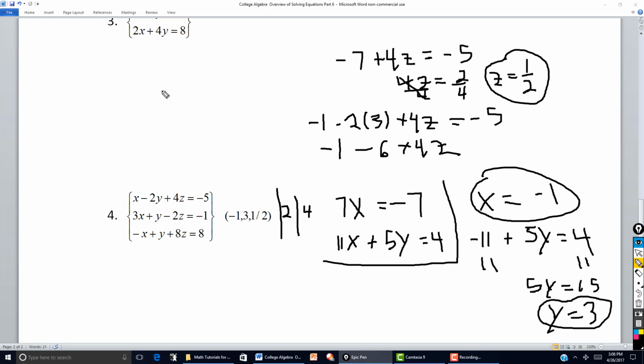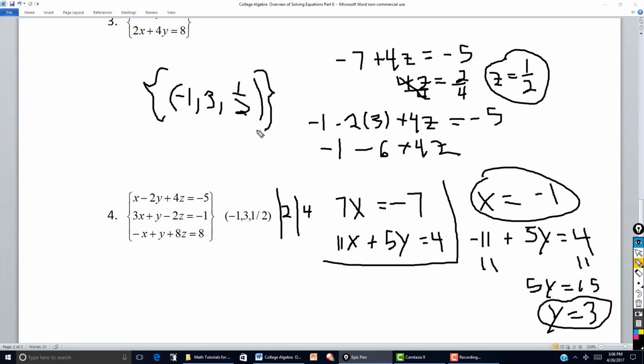You can give the answer that way, or sometimes you might want it as an ordered triplet, so put negative 1, 3, comma again, 1/2. Ordered triplet there. Or sometimes they might want it as a solution set, so put this within braces, and you have that. Okay, this gives you just a rough idea as to how to solve systems. Again, keep in mind that there are many ways to solve them. This is just a general look at how to solve them.